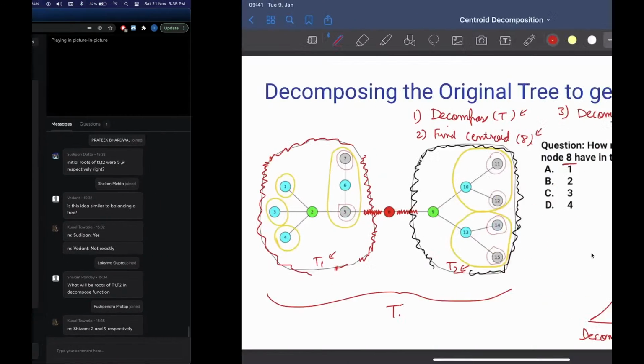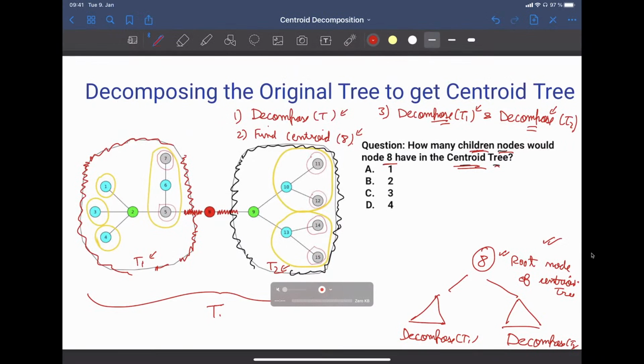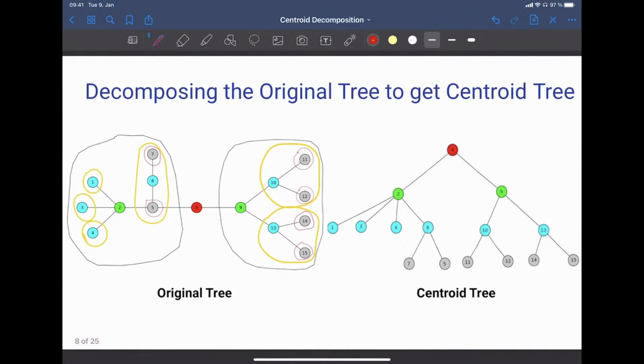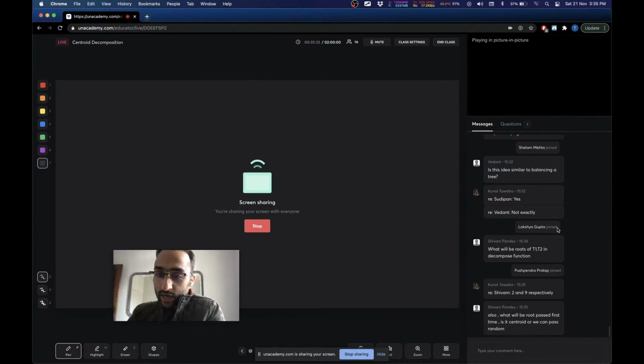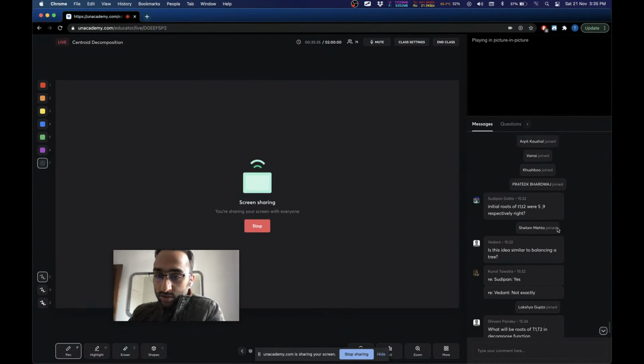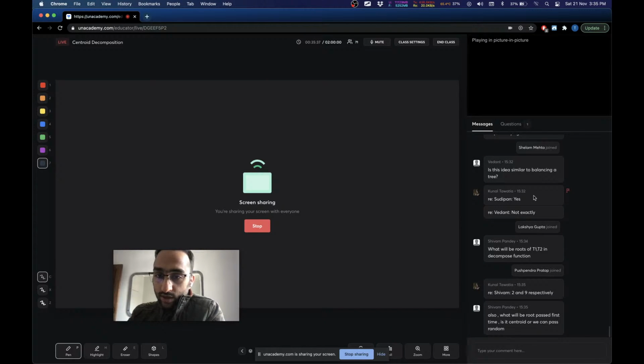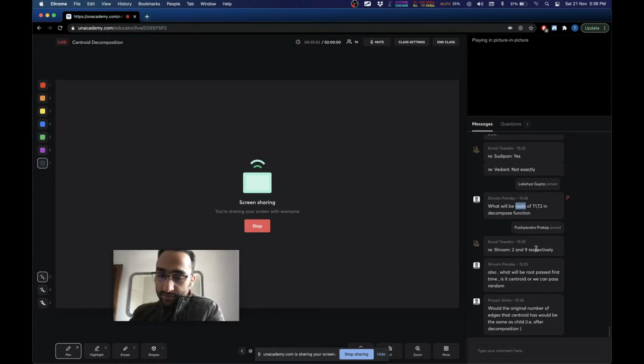B, exactly. Most of you have answered B, which is the correct answer: node 8 will have two children in the centroid tree. To give you a complete picture, this is how the centroid tree would look for the original tree. Let's come to this, but there are some questions in the chat, so let's quickly look at them. I think Kunal is also trying to answer some of the questions already. Shivam asked what the roots of T1 and T2 will be in the decompose function. The root for T1 would be the centroid of T1. The root for T2 would be the centroid of T2.